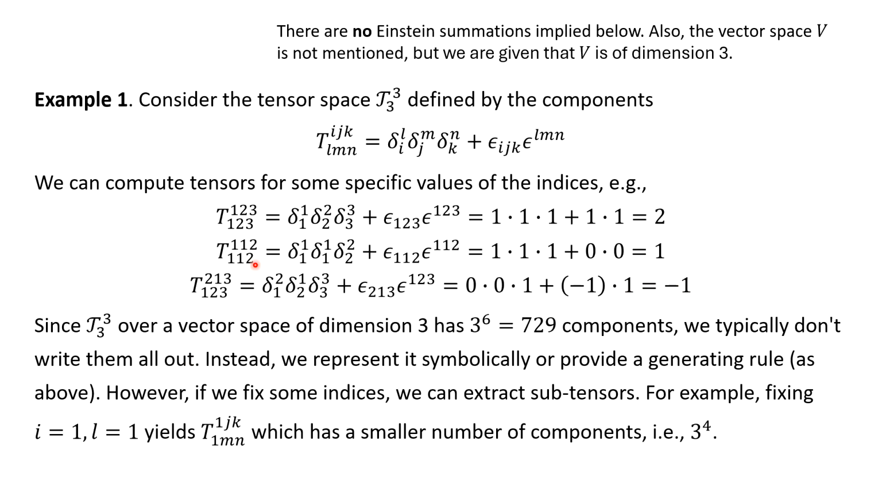So the total number of all of these components is n to the r plus s, where n is the dimension of our vector space, that's 3, and then r and s are these two numbers here, 3 and 3. So we get 3 to the 6th, which gives us 729 components. So we're not going to compute them all, but we have this formula that we can compute any one that we need to.